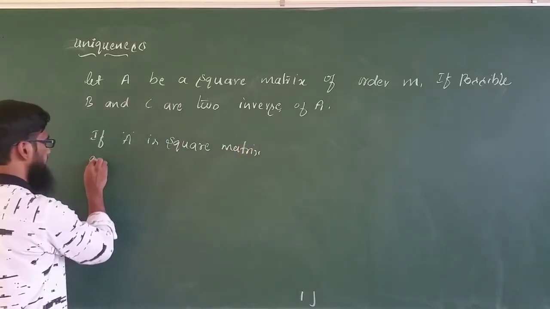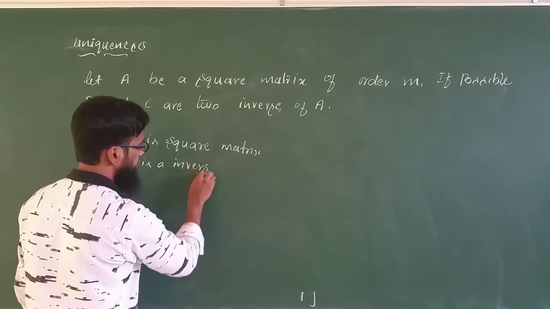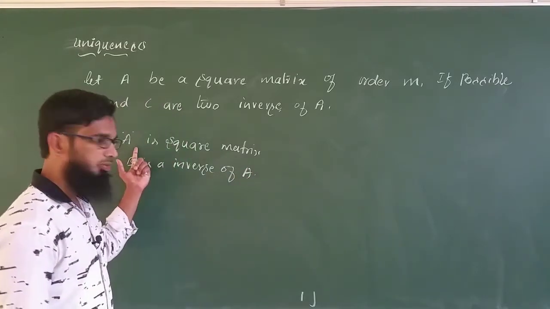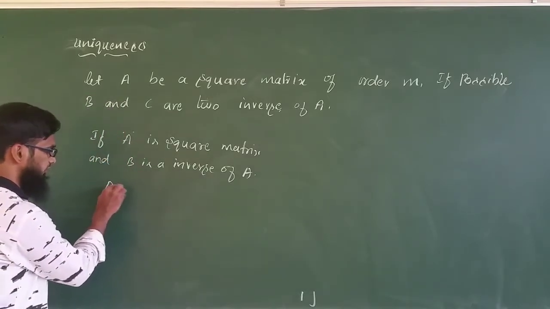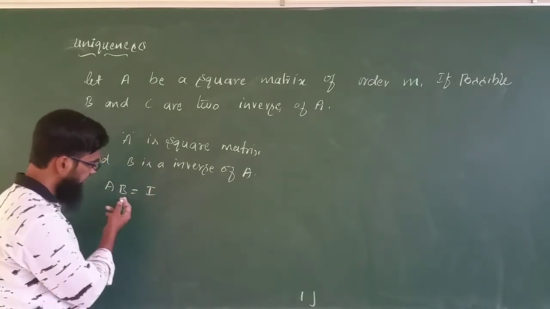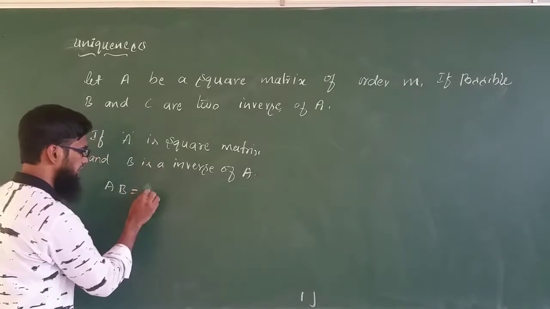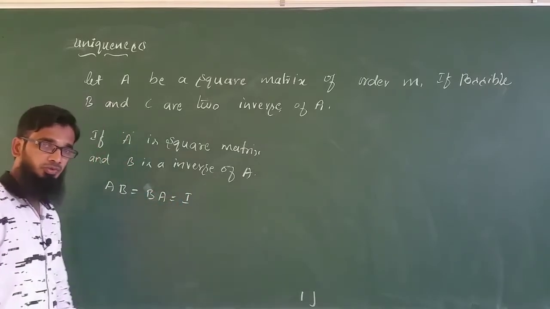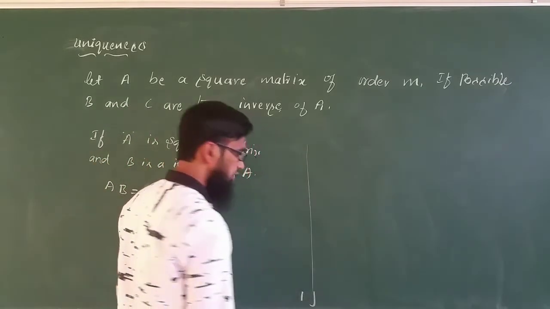Suppose A is a square matrix and B is an inverse of A. That means I can write AB is equal to I. Even if you take the product BA, I also get the identity matrix. So AB is equal to BA is equal to I. This is the invertible matrices condition.